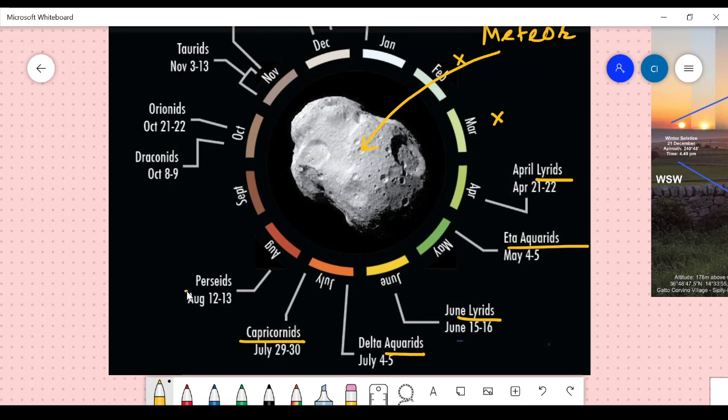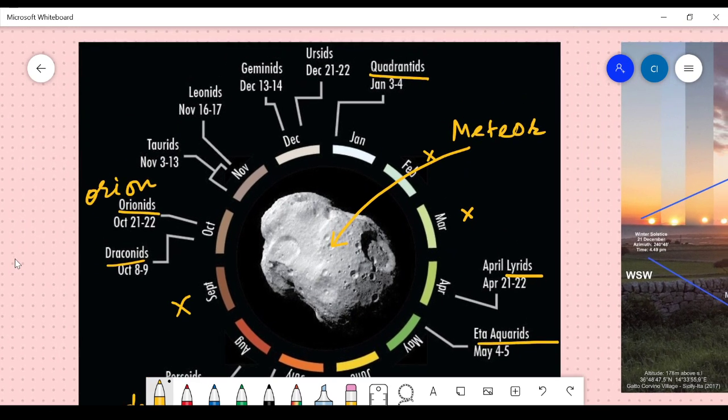So these are the names: Perseid meteor. These are very dense. You can see them with the naked eye if your sky is clear. There is nothing in September, and in October you have Draconids and Orionids. Orion, I think we know about the Orion. It's a constellation, which is nothing but a group of stars.